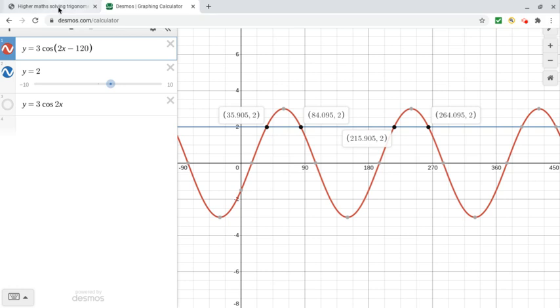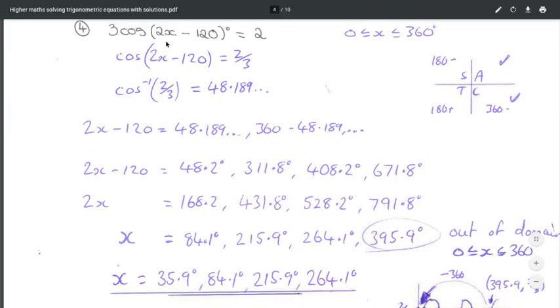So back to solving it algebraically. Make cos of the bracket the subject, and then find the inverse cosine of 2/3. Again, that's just how we did it at National 5. We're using the ASTC diagram here. As we have a cosine and it is a positive value, we're looking in the first and the fourth quadrants. So it'll be the angle that we've calculated and also 360 minus that angle. So we'll have 48.2 and 311.8.